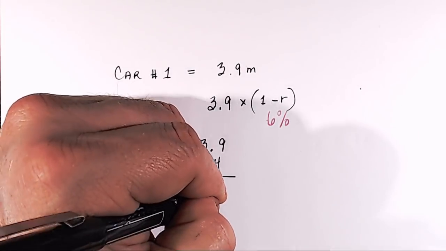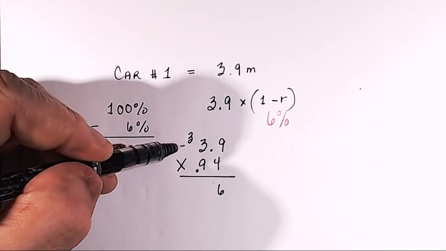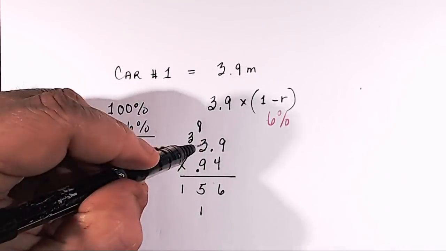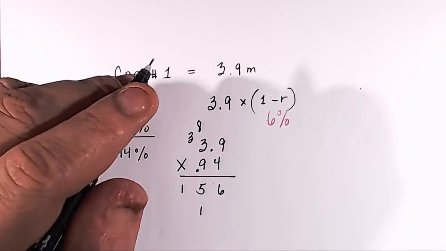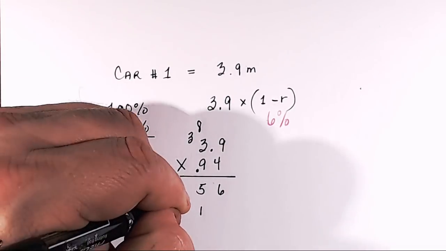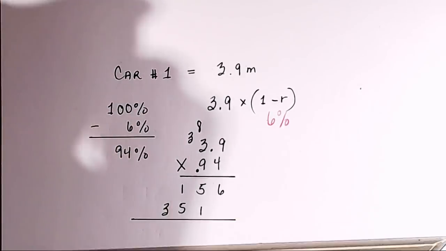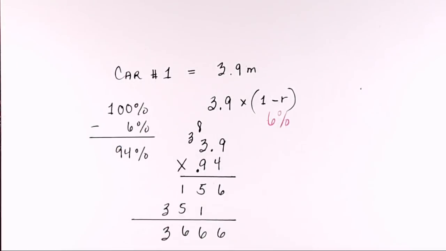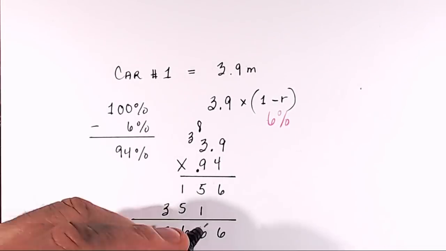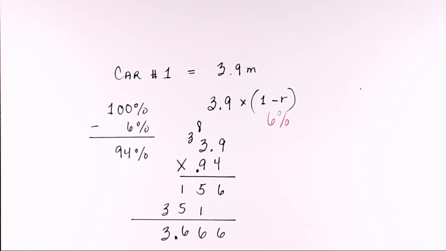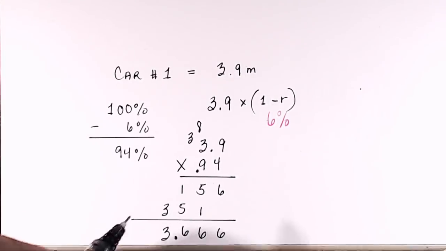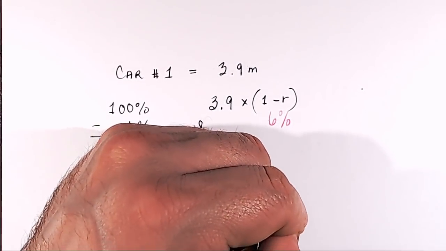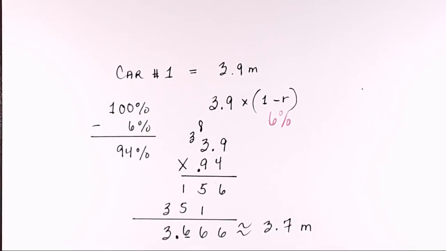So 9 times 4 is 36. 3 times 4 is 12, plus 3 is 15. 9 times 9 is 81. Carry the 8. 3 times 9 is 27, plus 8 is 35. And now stack add. Got 6. 5 plus 1 is 6. 5 plus 1 is 6. And 3. And we're going to move over 1 decimal place, 2 decimal places, 3 decimal places. So I've got 3.66666. It wants us to round to the nearest tenths place. So I'm going to round to 3.7 meters. And that is the answer.